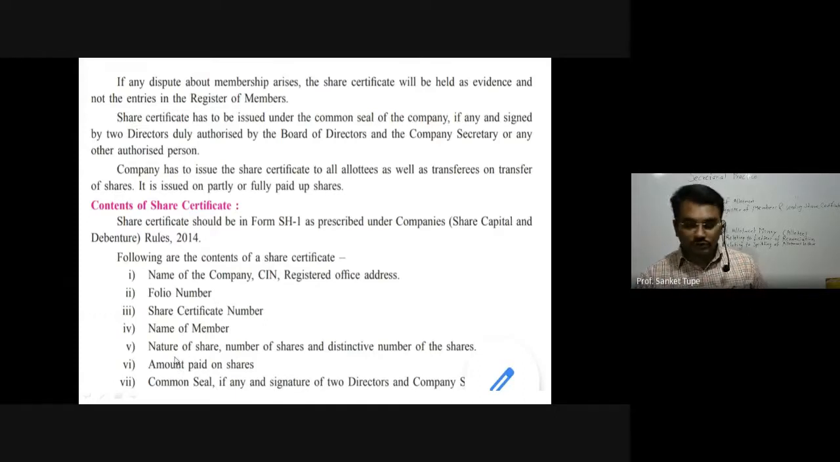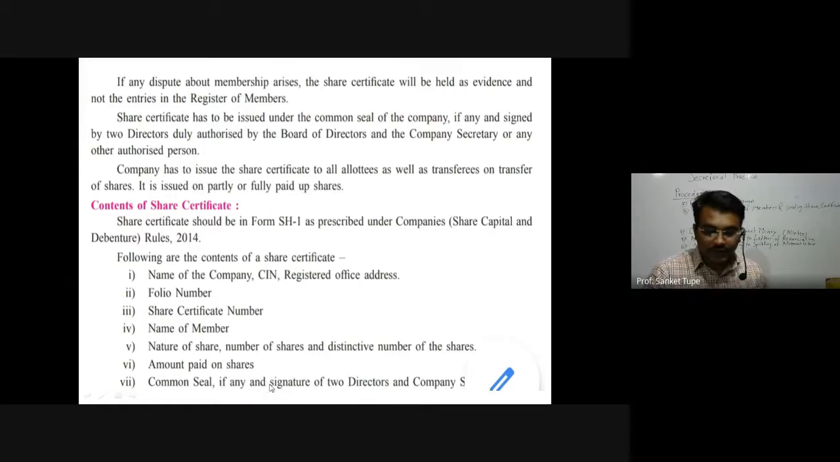The class and nature of shares, meaning the name of those shares, that is equity shares, preference shares, whatever it may be, then all types must be mentioned in the share certificate. Amount paid on shares, whatever amount is to be paid has been paid, and what is the balance on those particular shares, that must be mentioned.